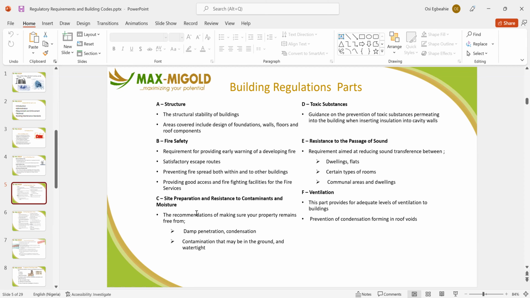They also look at how you will be able to access the building in case there is emergency, in case there's fire, so that when the fire safety truck is coming, they can find access into the building to be able to fight fire from the outside, while you make preparation to fight it also from inside. They also look at preventing the spread of fire from one building to the other, providing also good access to firefighting facilities for the fire service.